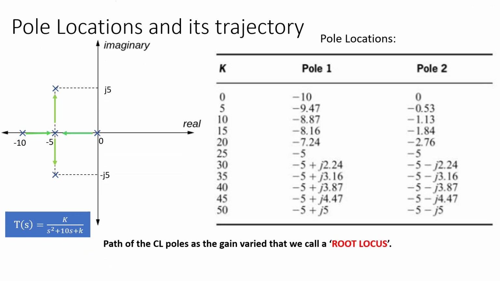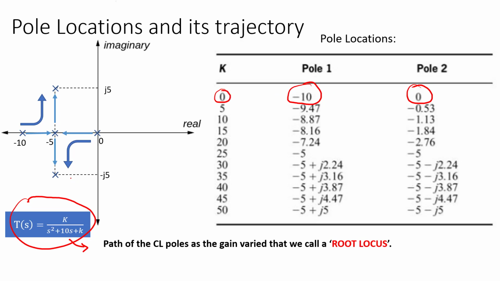Next, now we see further details on the pole location and its trajectory. Also the same example. First, the initial pole location is -10 and 0. These poles we get from the characteristic equation of the closed loop system. This is when K is equal to 0, meaning this is the initial location when K is equal to 0.